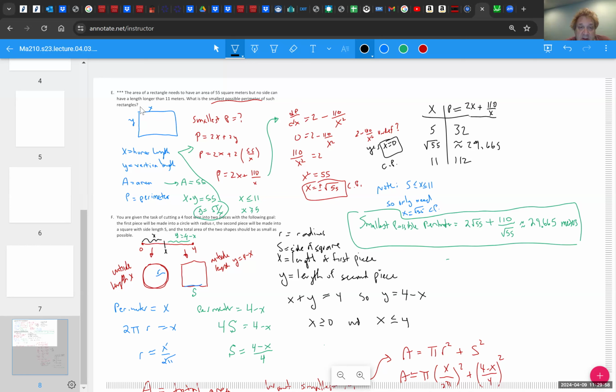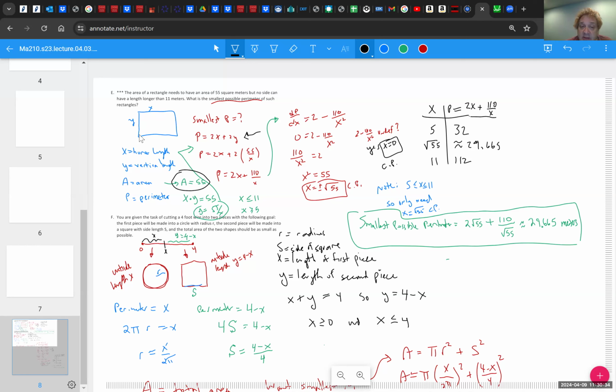So for part E, I drew a rectangle. I have the horizontal length as x, the vertical length as y. I use the variable A for area and the variable P for perimeter. And we are specifically looking for the smallest possible perimeter, P value. I know the perimeter of this shape is 2x plus 2y, and that has three variables in it. So I need to reduce this down to two variables so I can take the derivative and find the critical points. I do know that the area is 55. That was given to me in the problem description.